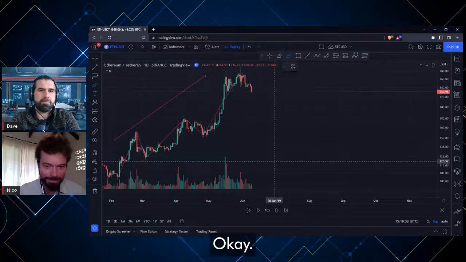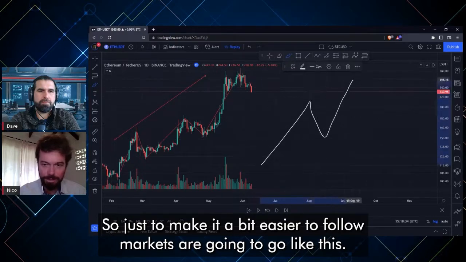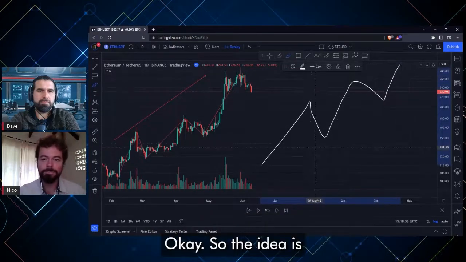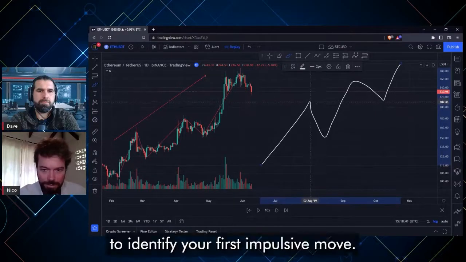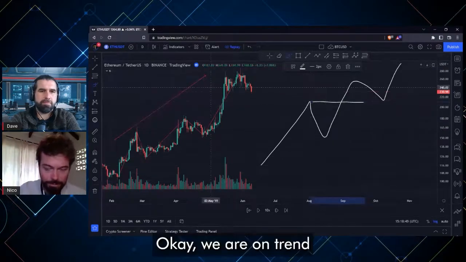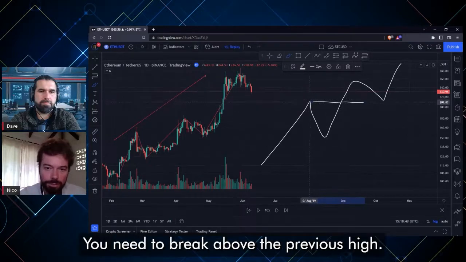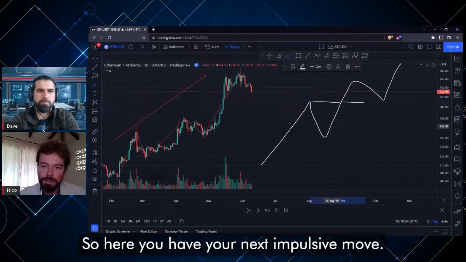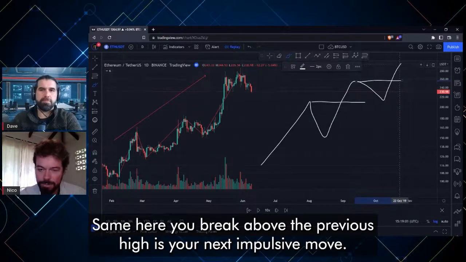in the right trend. Okay, so just to make it a bit easier to follow, markets are going to go like this. So the idea is to identify your first impulsive move up. We are on the uptrend at the moment. So first impulsive move up, you need to break above the previous high. So here you have your next impulsive move. Same here, you break above the previous high, here's your next impulsive move.